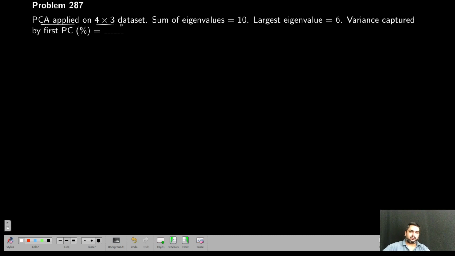PCA applied on a 4 cross 3 data set. Sum of eigenvalues is 10. Largest eigenvalue is 6. What is the variance captured by the first principal component? The sum of eigenvalues is the trace, so 10. The largest is 6. So the variance captured is 60%. This is the answer.